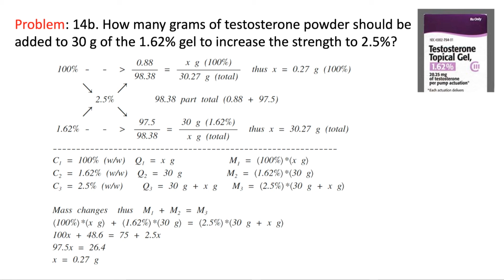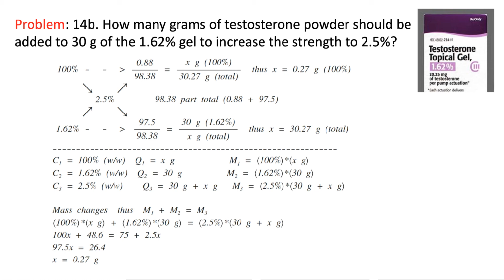So to set this up, all I've got to do is take my masses. So I'd start with 100% times X grams, mass 1, plus 1.62 times 30 grams, which is mass 2. And say when you add those two together, you get a final mass of 2.5% times the quantity of 30 plus X grams. Percent, grams, grams, grams. So my units are all the same. Let's drop them and do the math.